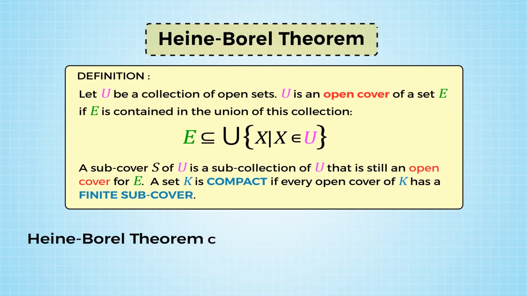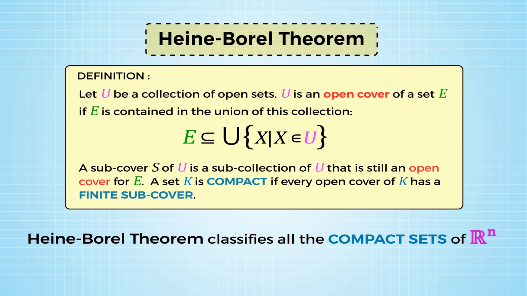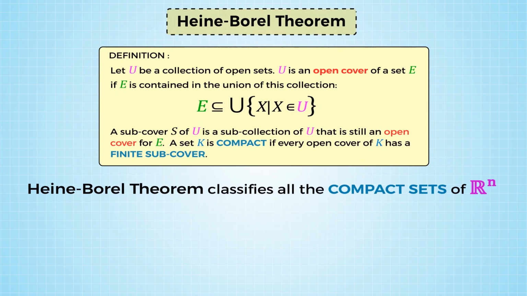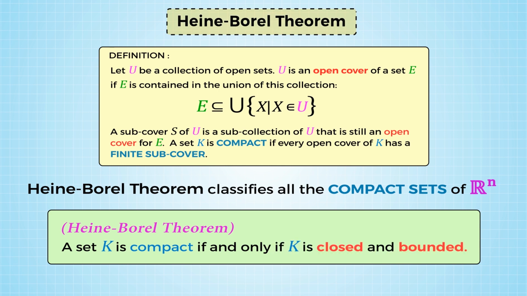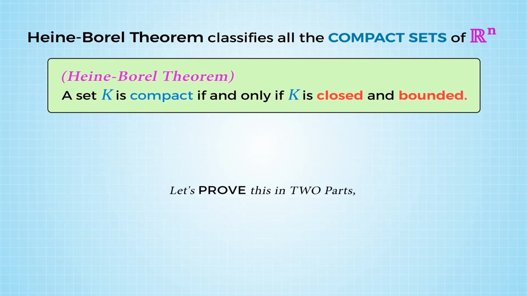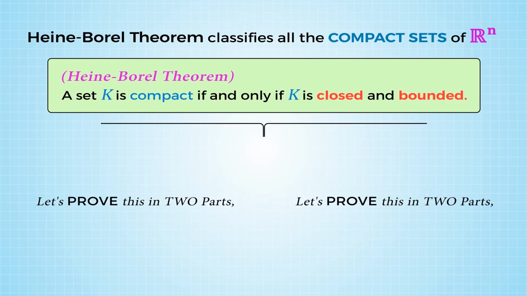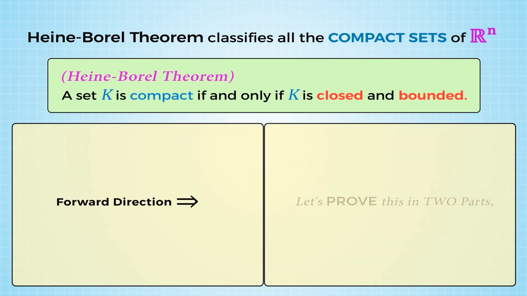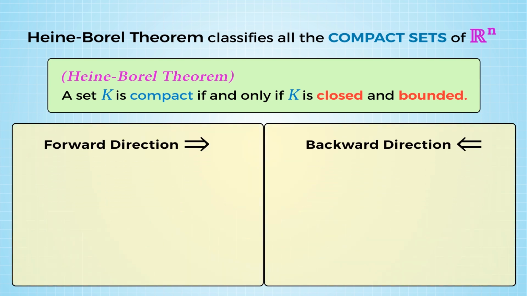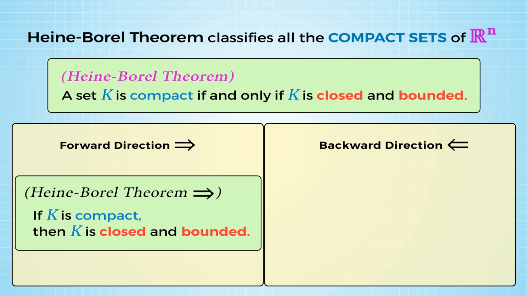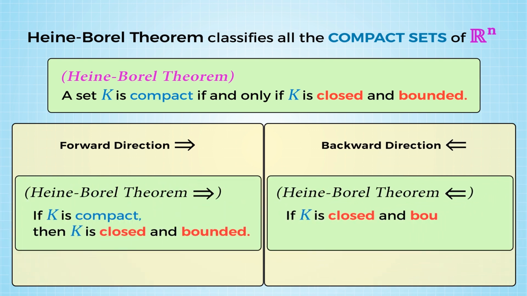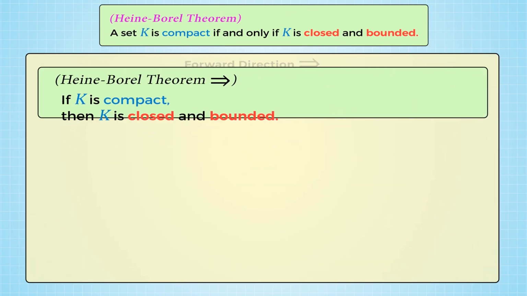And what the Heine-Borel theorem does is that it classifies all the compact sets of R^n. Namely, a set K is compact if and only if K is closed and bounded. Let's prove this in 2 parts, beginning with the forward direction.